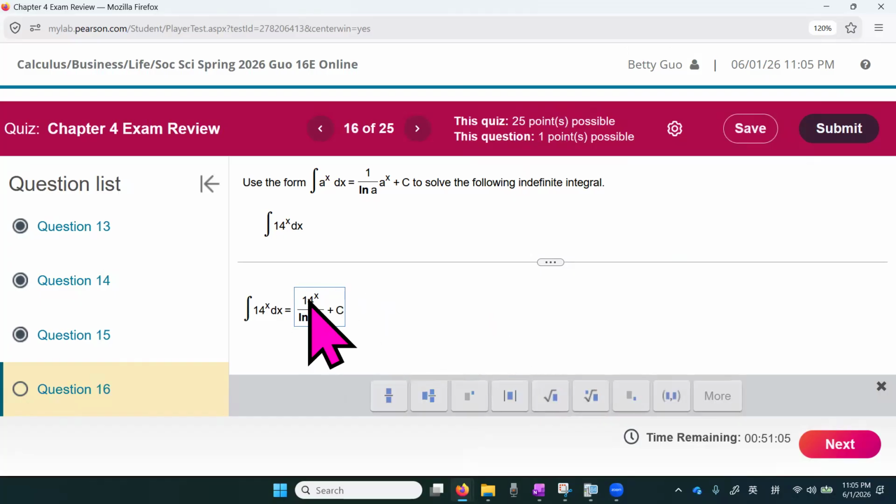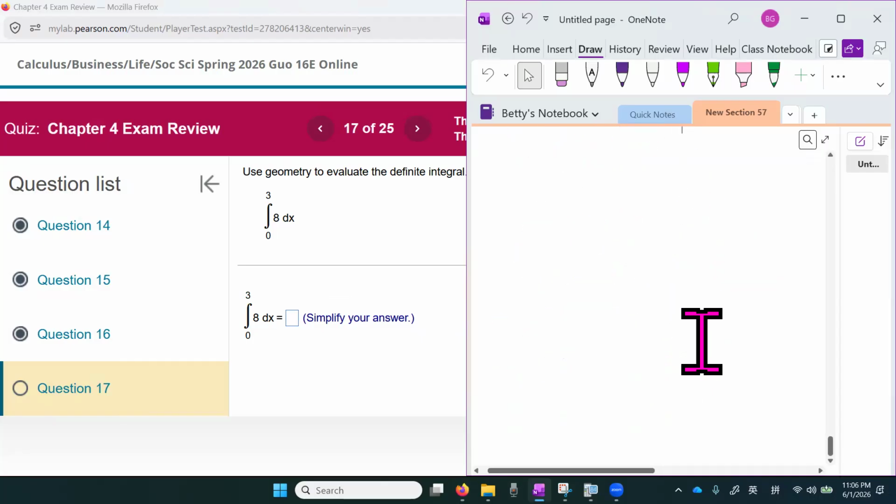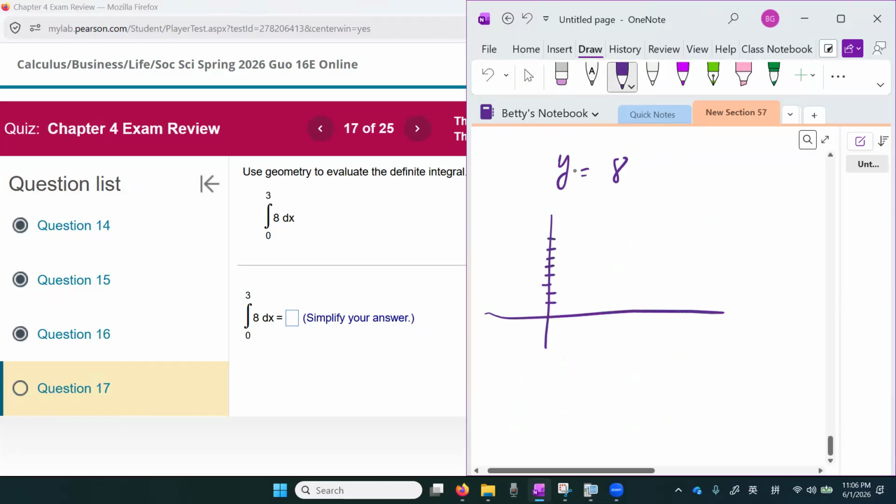What's the derivative of 14 to the power of x? It is 14 to the power of x times ln 14. Now we cancel ln 14 on the bottom, which gives the original integrated function. Right? Check the formula. And this one, we can use geometry to solve the problem. The integrated function is y equals 8, so it's a horizontal straight line. From 0 to 3.